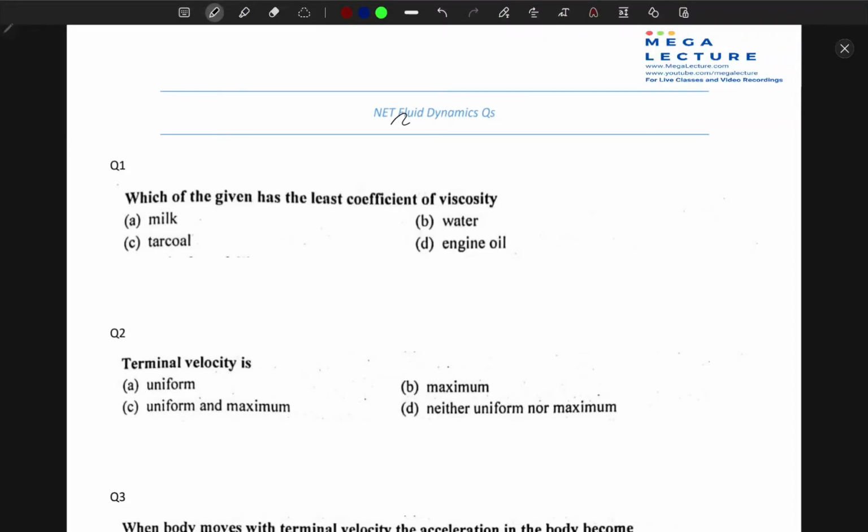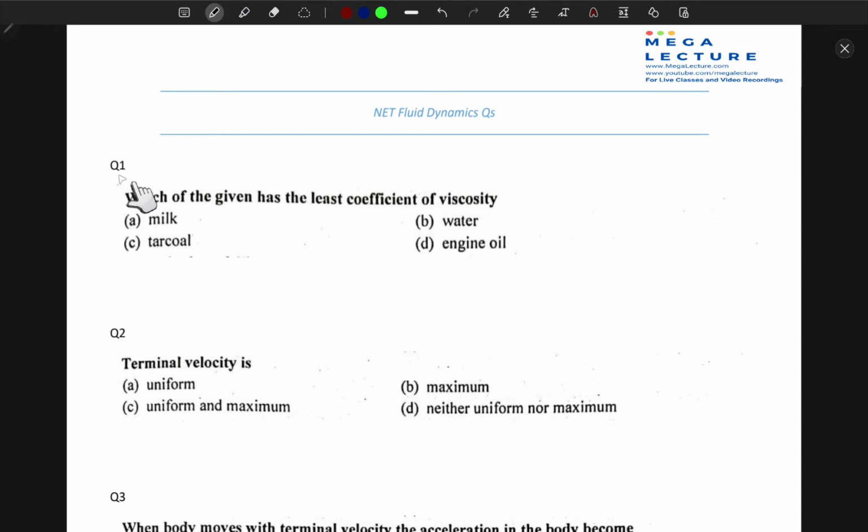Welcome back to the NET Physics series. Today we'll be focusing on chapter number 6, which is fluid dynamics. We'll focus on some of the past paper questions of fluid dynamics.